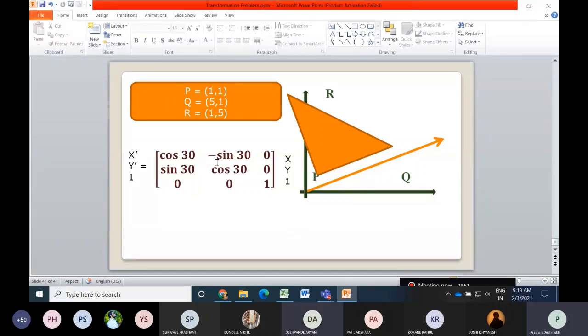Just multiply. Calculate these values. Put the value 1, 1, and calculate x dash, y dash.